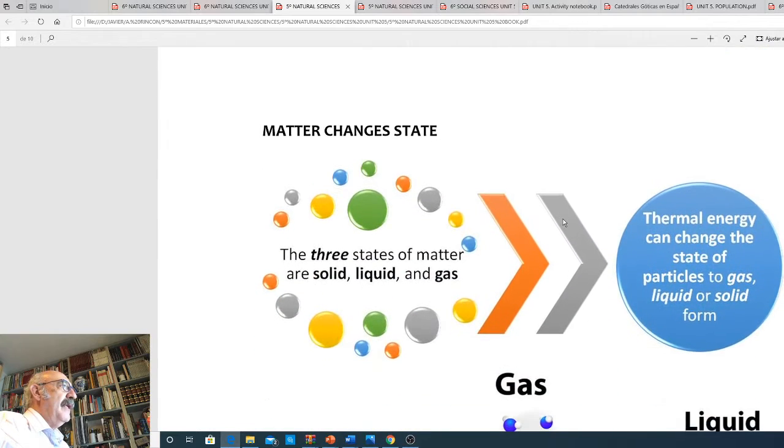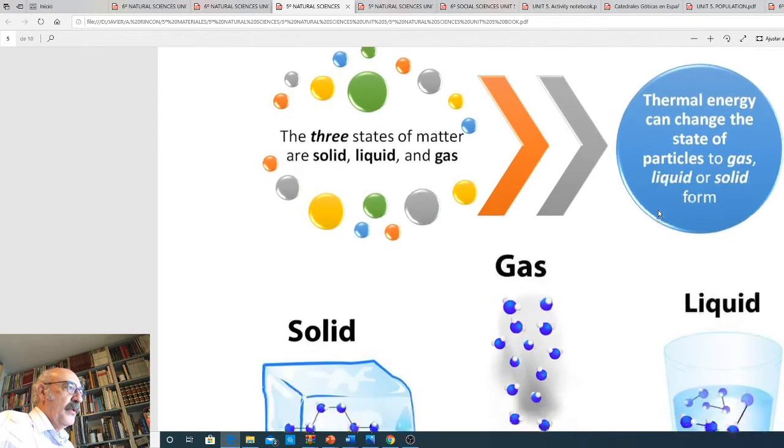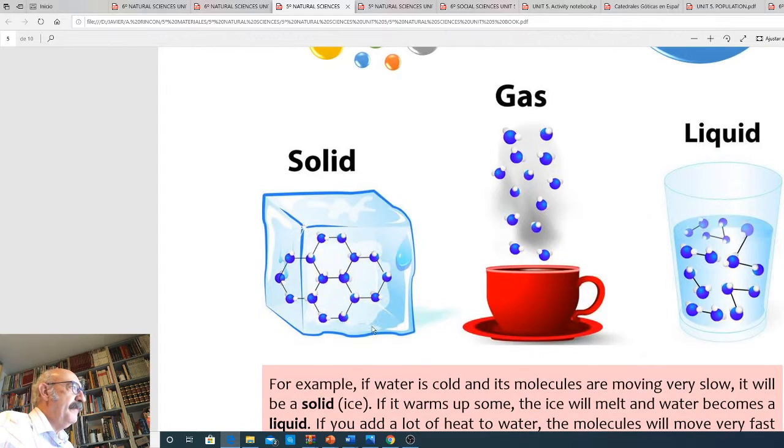Now, another important effect of thermal expansion is the change of state in matter. And before, you need to remember that there are three states of matter. They are called solid, liquid, and gas. And thermal energy can change the state of particles to gas, liquid, or solid. And you have here three pictures: solid, and look here, this is water. That's water inside the cup. And this is water. Okay, water, water, and water.